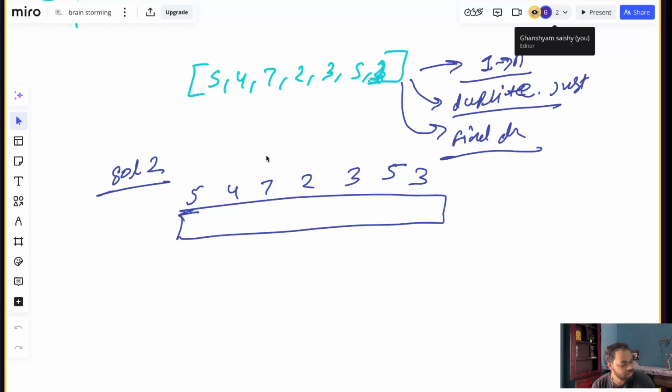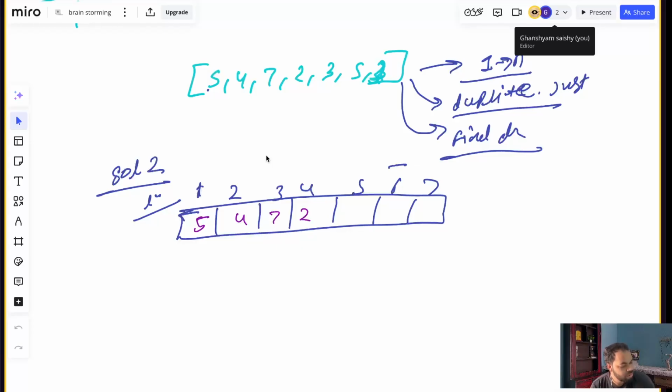3. Sorry, doing it wrong. I just need to write 1, 2, 3, 4, 5, 6, 7. These are the indexes. And right now, if you see, 5, 4, 7, 2, 3, 5, 3, these are the numbers present at those indexes.